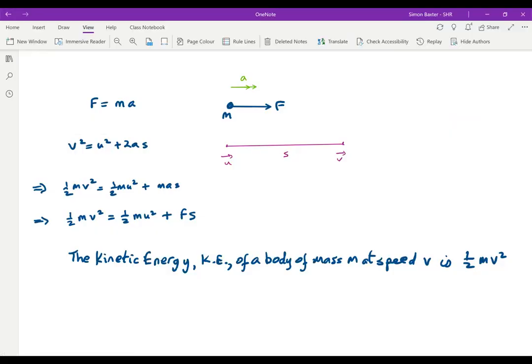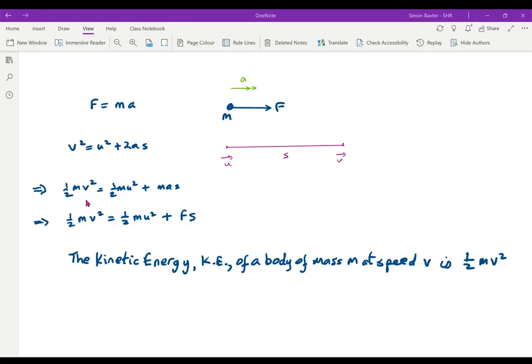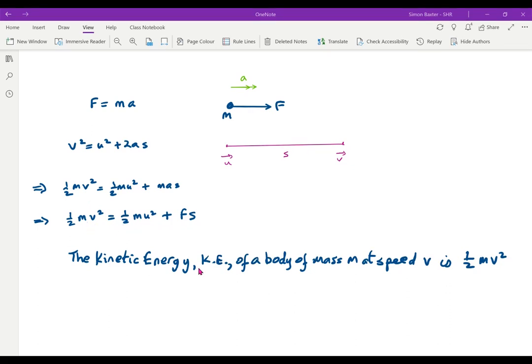The first thing that we look at is this little bit, a half mv squared or half mu squared. This is called the kinetic energy. The kinetic energy, which we often abbreviate to KE, of a body of mass m moving with the speed of v is half mv squared.